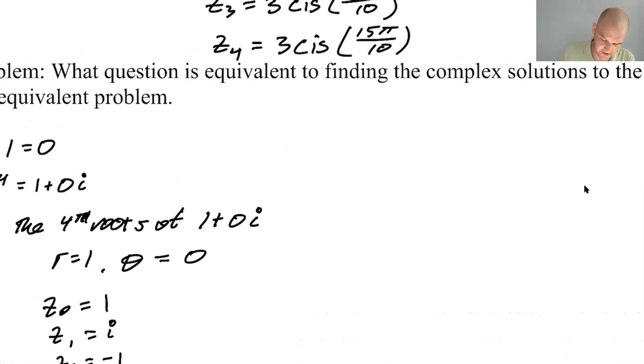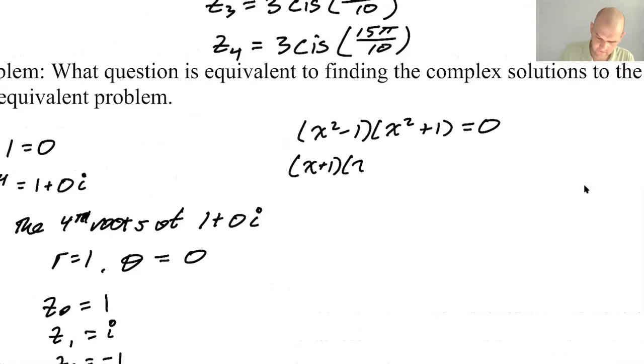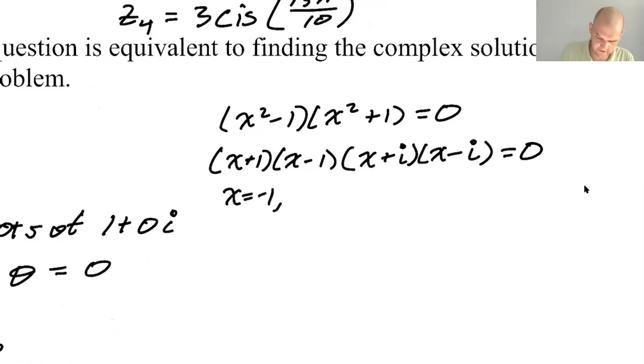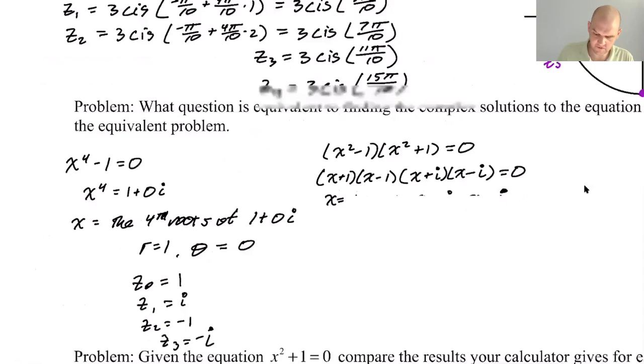In Algebra 2, you would have solved this by doing x squared minus 1 times x squared plus 1, and then this is x plus 1, x minus 1. I always just pretend it's negative, factor it, and put i in. That's how I do it. So it's going to be x plus i, x minus i. So we get x is -1, x is 1, x is -i, and x is i. So we get all of those.